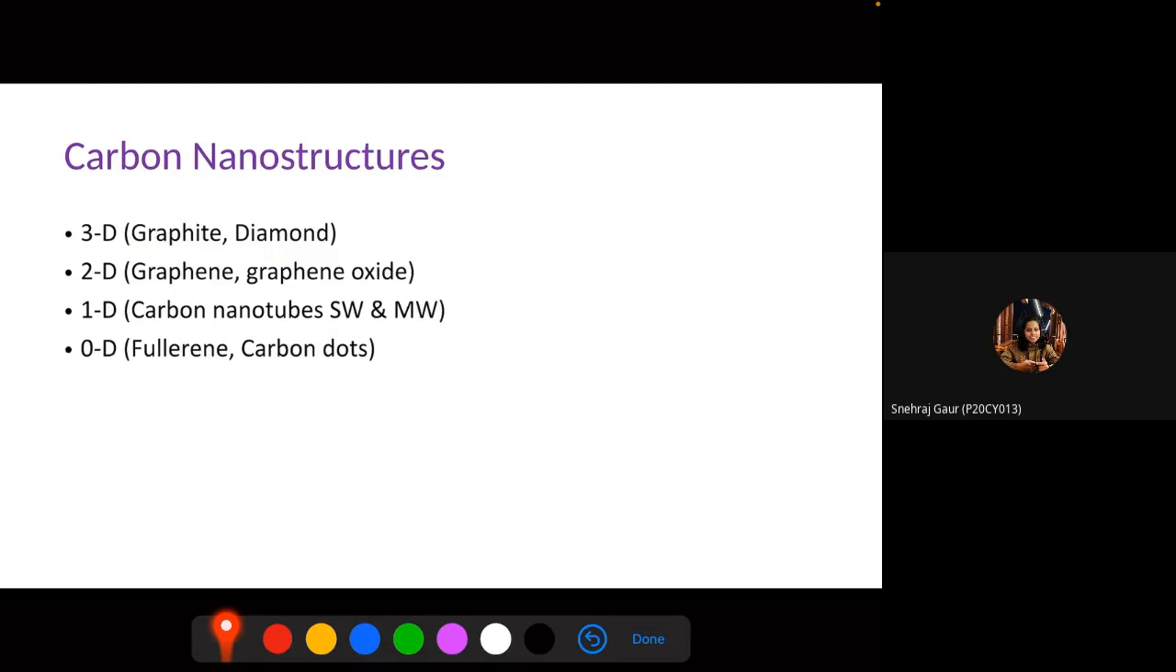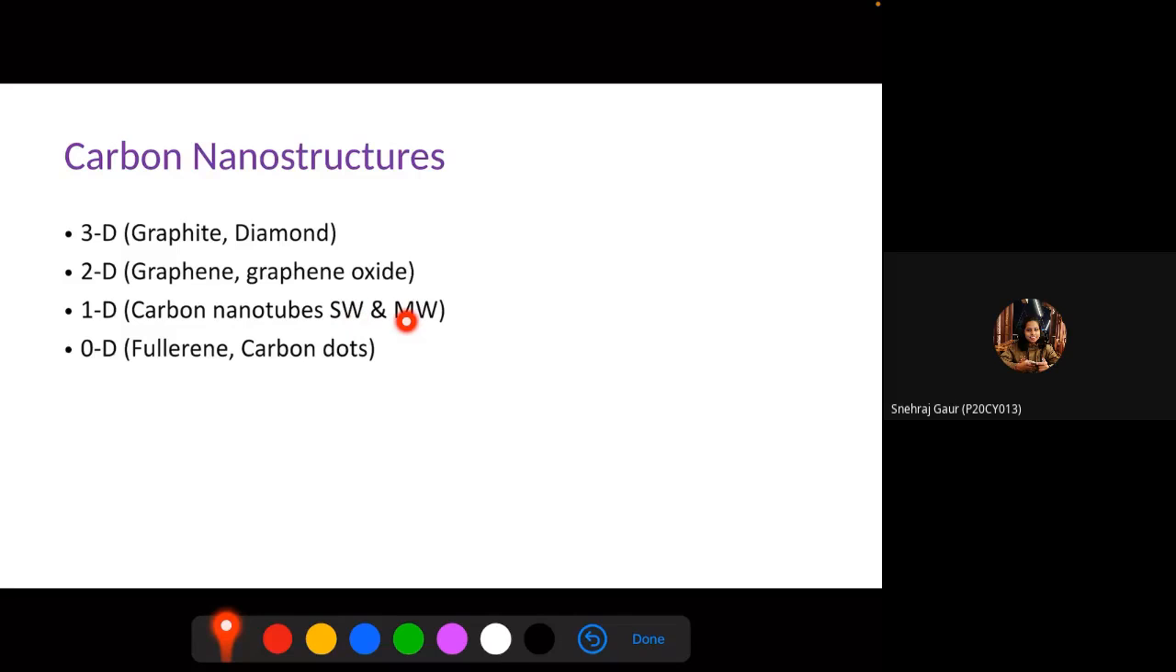So graphite is quite well known, and diamond is also quite well known. Then you can also have 2D, two-dimensional carbon structures, like for example graphene or graphene oxide. You can also make a one-dimensional form, which is a carbon nanotube. It can be a single-wall nanotube or a multi-wall nanotube.